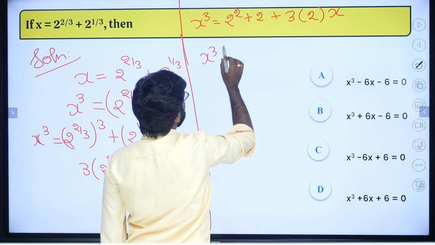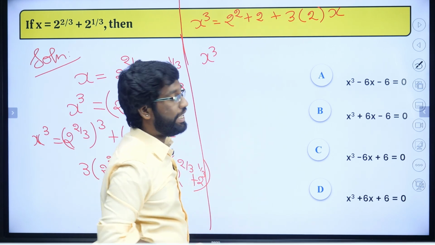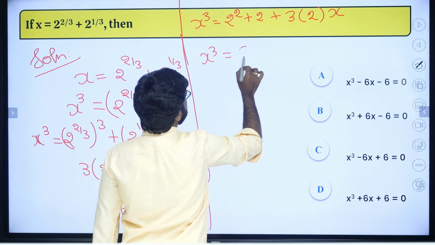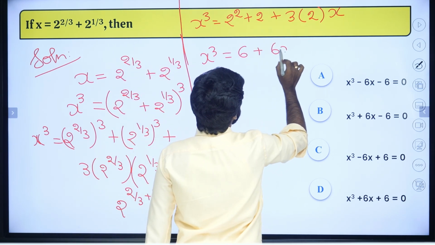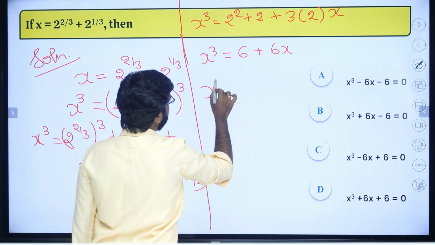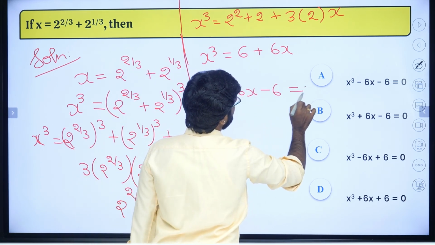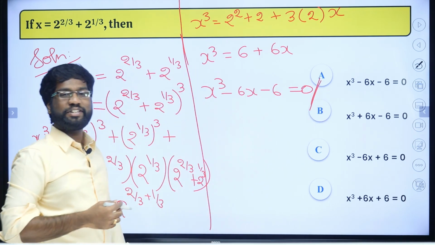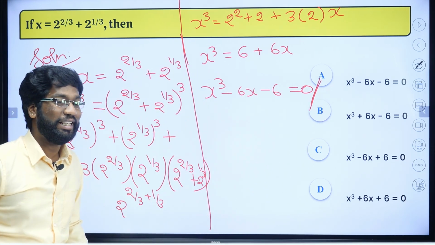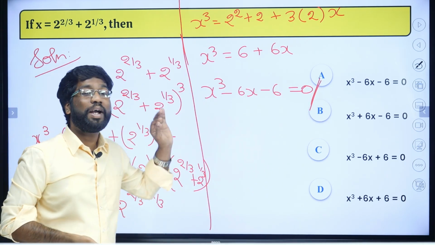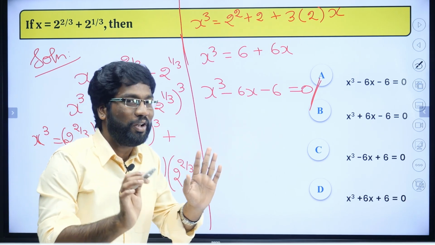So 2 square plus 2, which means 6, my dear students. X cube is equal to 6 plus 6x. So if I bring everything to the LHS side, then I get the answer, my dear friends. That's all. Very simple, right? You have to be a little careful while applying the formulas, my dear friends.